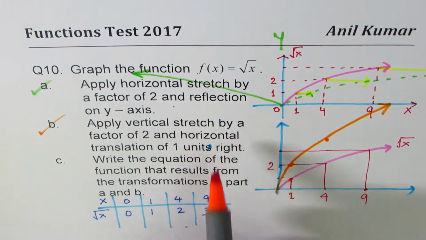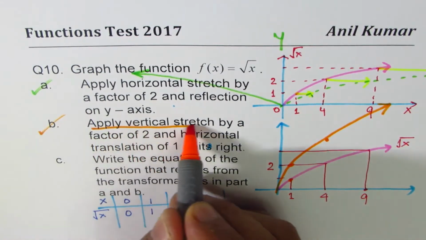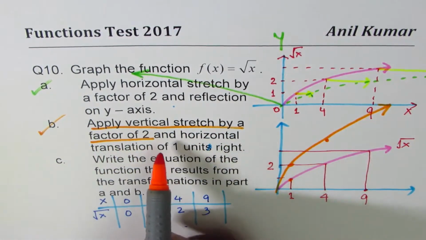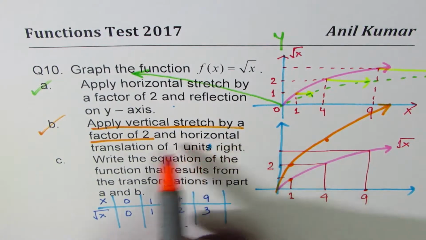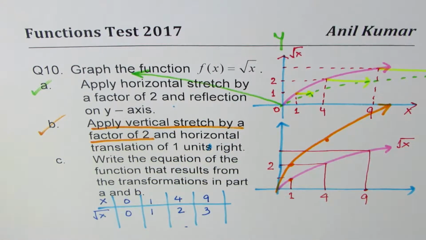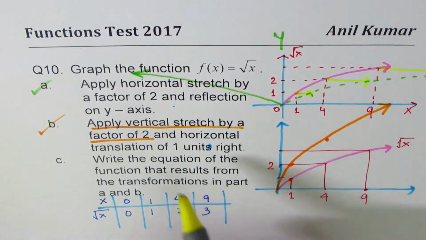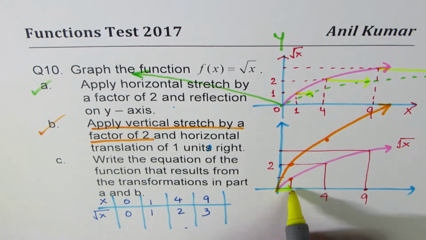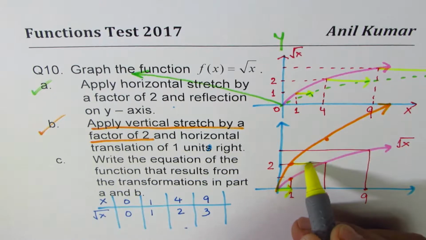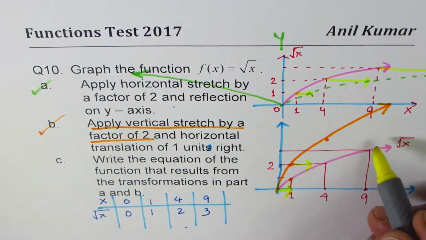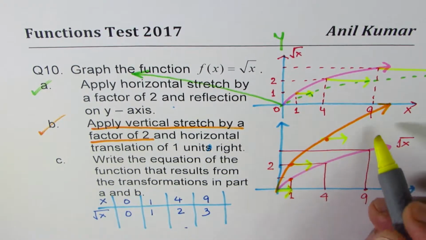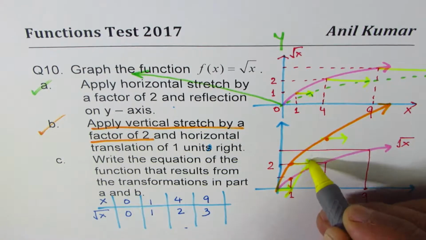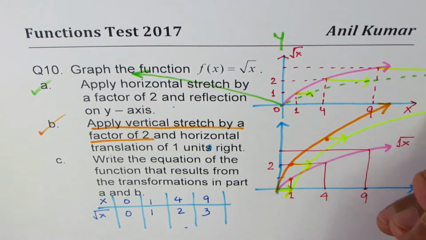Now the second part is, so what we did is apply vertical stretch by a factor of 2. The second part is horizontal translation of 1 unit. So let me take a new color to show you the horizontal translation. 0 also translates by 1 unit. So every point gets translated. Do you see that? So every point gets translated by 1 unit. Perfect. And so the graph starts from here. Do you see that? And that becomes the final graph.